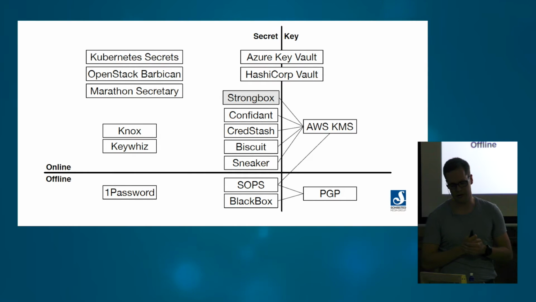So you have one for Kubernetes, you have OpenStack, and also for Marathon. And then there's two other solutions called Nox and Kivis, and they are much like the ones over here, but they don't depend on AWS KMS to work. Okay, so there's also a couple of other solutions which are a little bit different, and they can use PGP as the backend and not only KMS.